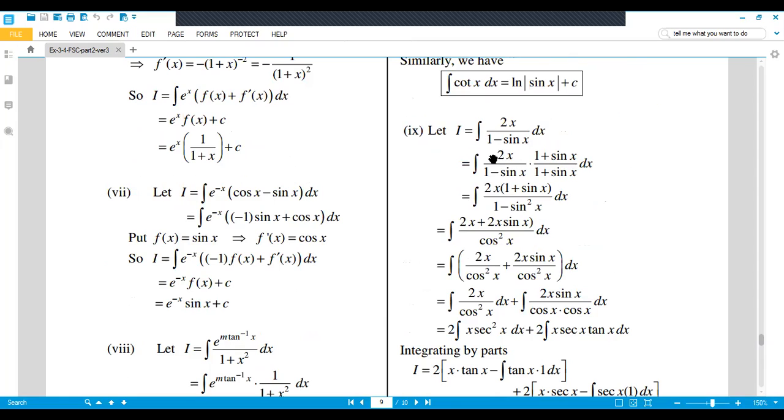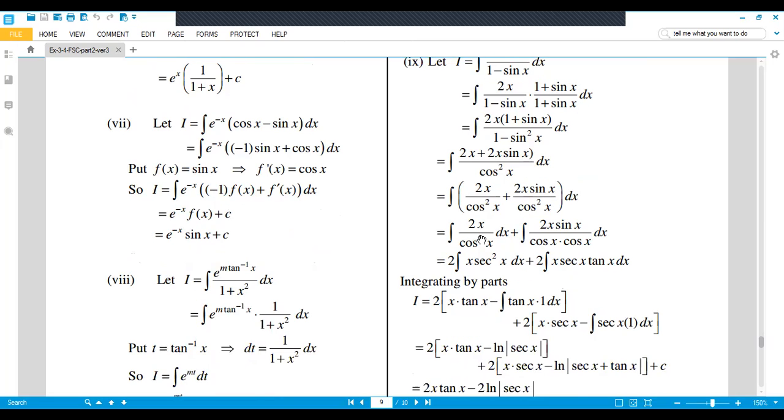In the ninth part, you have given I equal to 2x over 1 minus sin x. So we rationalize it. We multiply and divide by its conjugate, 1 plus sin x. We get 2x times 1 plus sin x divided by 1 minus sin square x. So 1 minus sin square x, we know that is equal to cos square x. So cos square x, we divide with the first term and then with the second term. When we divide with the first term, we get x secant square x, and with the second term, we get x secant x into tangent x.